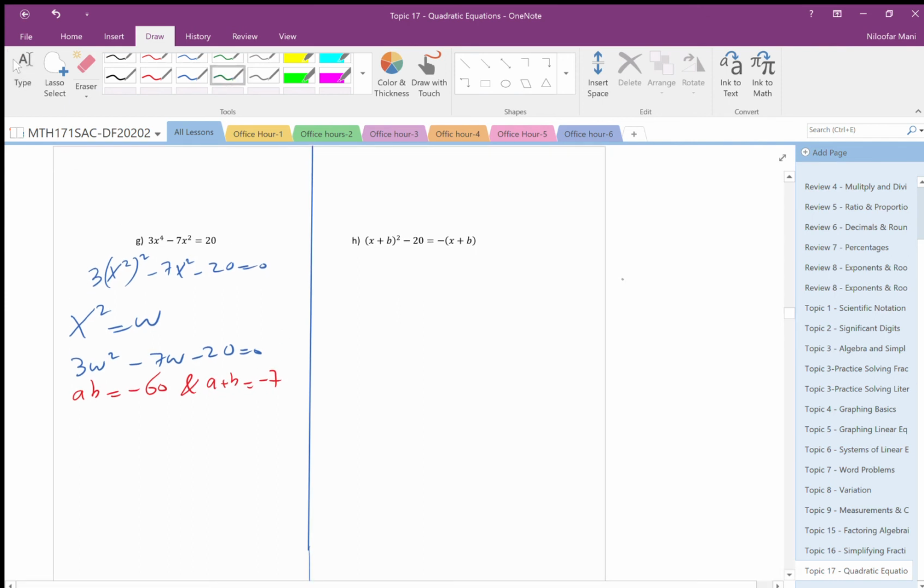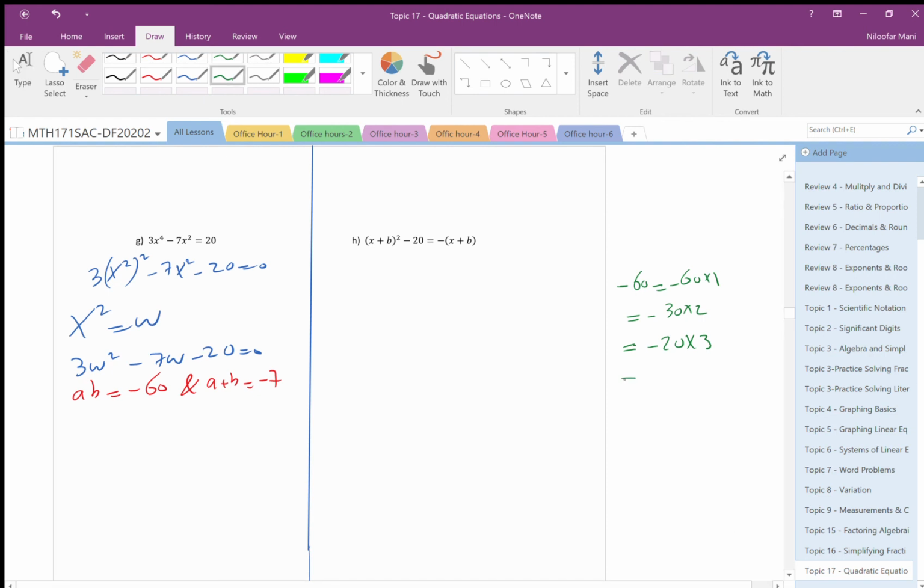Yes, I have minus 60. Okay, so I can say I have minus 60 multiple 1. But when I add minus 60 and 1, it doesn't work. So minus 30 and 2. If I add minus 30 and 2, or 30 and minus 2, it doesn't work. How about if I have minus 20 and 3? It doesn't work. If I add minus 20 and 3, or 20 and minus 3, it doesn't work.